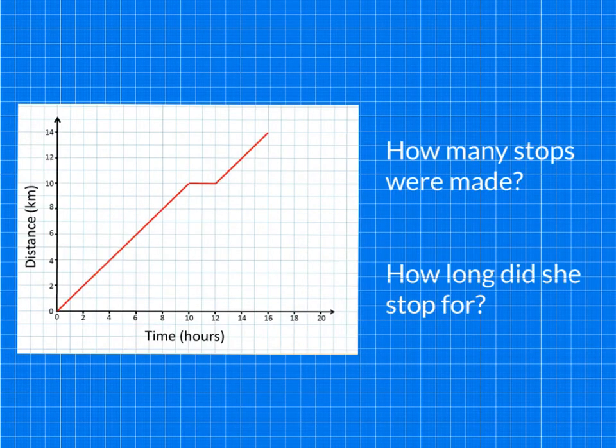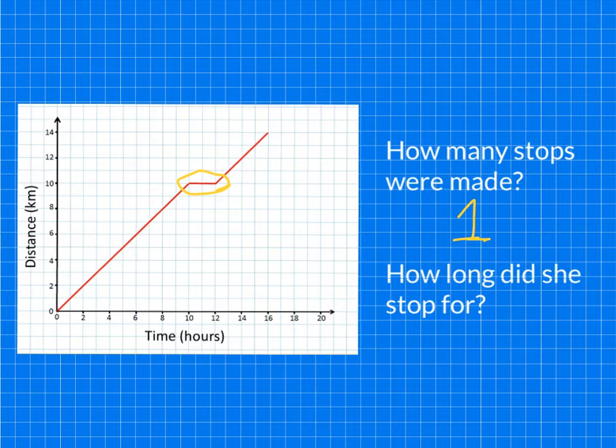Okay, now, how many stops did this person make according to this graph? If you know any movement up or down, anytime the graph is going up or down, there's movement. If it's going straight, they're not moving. So there's only one time that there was a stop, and that's when the graph looks straight like this. So how many stops were made? Just one.